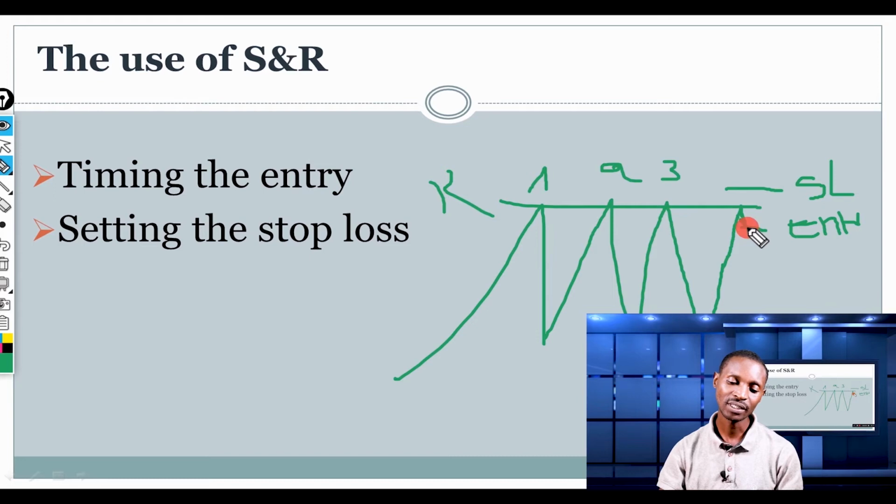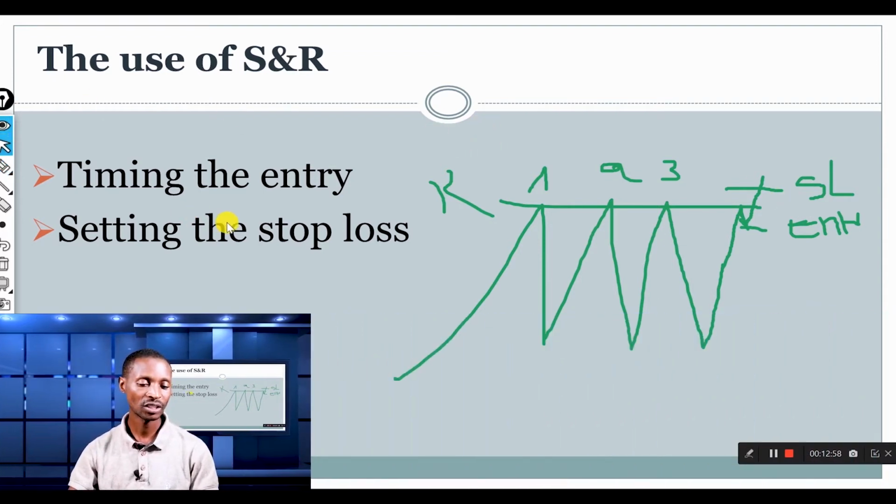So, this is to make sure that if the market turns up, you will exit. If it breaks above this resistance, it is a good indication that this resistance is no longer strong. It lost its strength. Therefore, you need to get out of the market with this stop loss order.